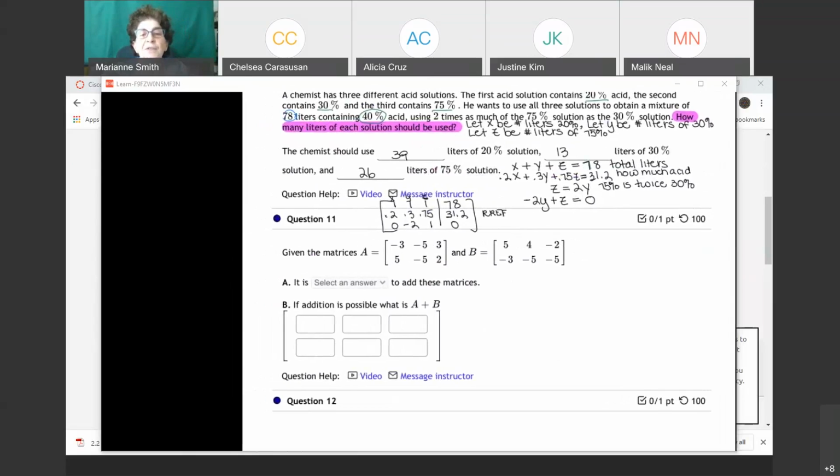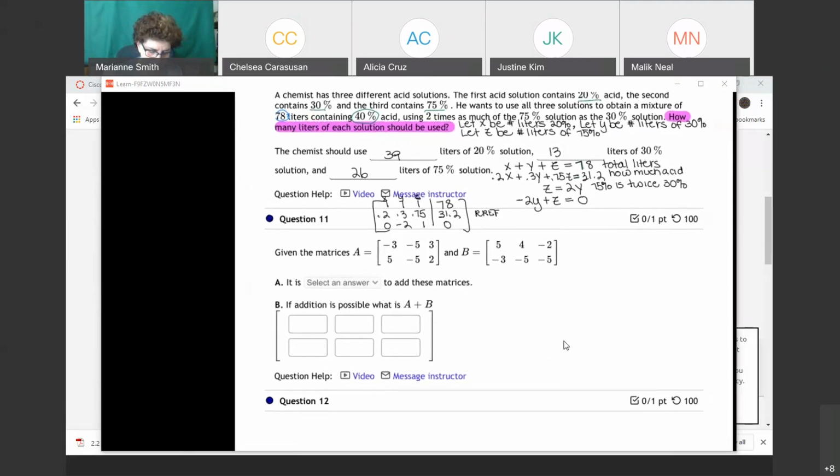Okay, question 11 is another simple one, okay? First of all, is it possible to add these two matrices? Take a look at matrix A and matrix B, okay? And is it possible to add them? What do you think? Yep, it's possible because they're exactly the same dimensions, okay? So to add or subtract, the dimensions must match, okay?